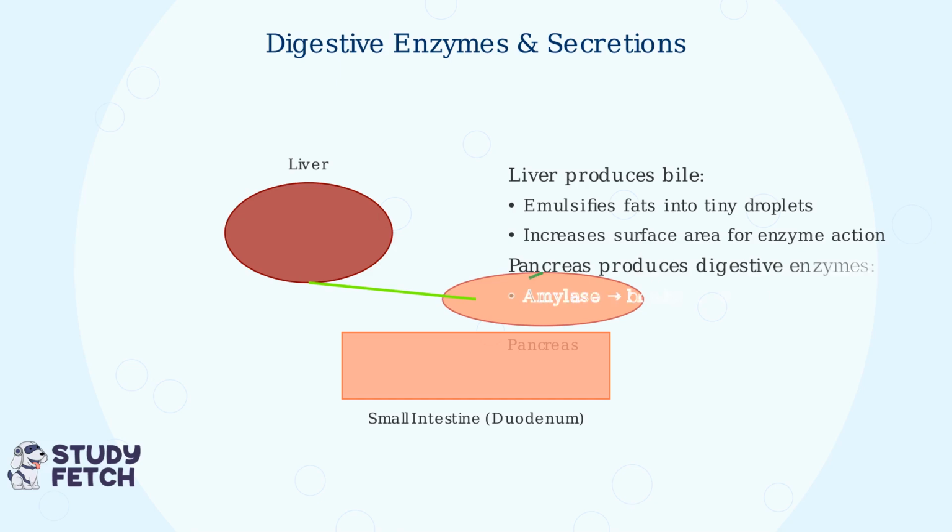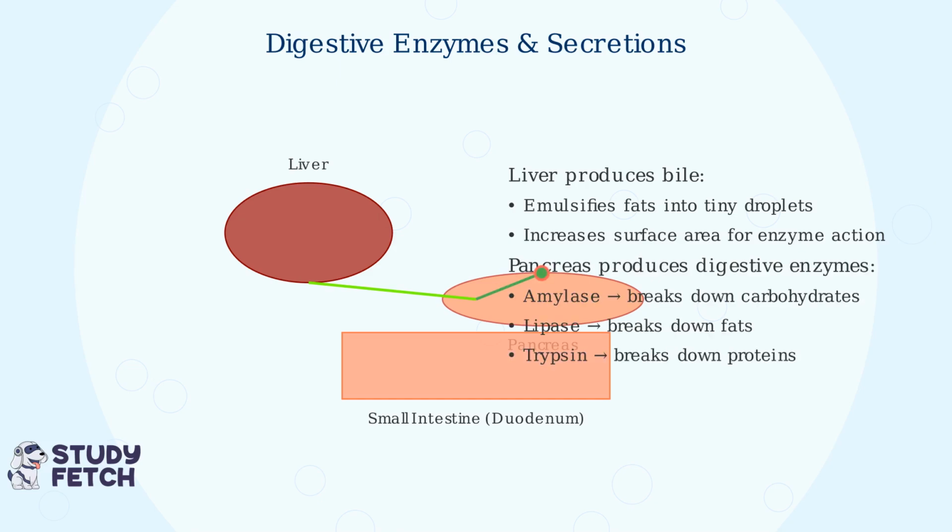The pancreas secretes pancreatic juice containing powerful enzymes. Amylase breaks down carbohydrates into simple sugars. Lipase breaks down fats into fatty acids and glycerol. And trypsin breaks down proteins into amino acids.